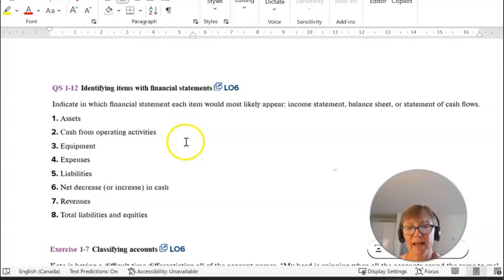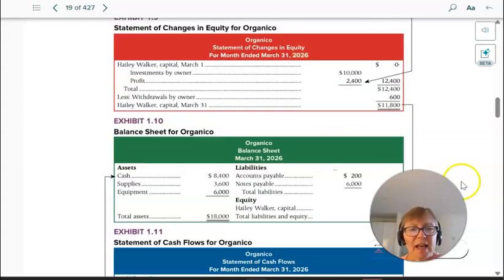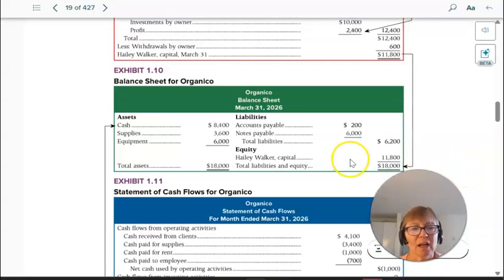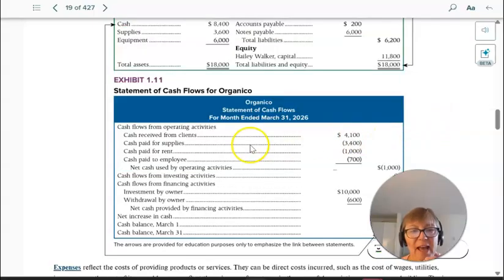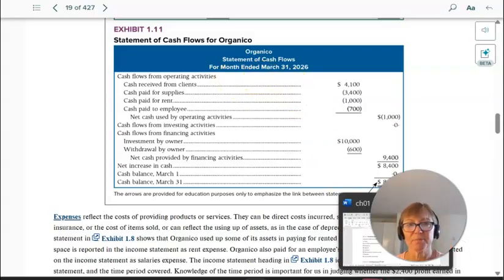Cash from operating activities. Well, we just had a look at our income statement and our balance sheet, and cash from operating activities wasn't there, not that title anyway. Assets, we have cash, but if you look down here at our statement of cash flows, remember the statement of cash flows goes over how the cash literally flows in and out of our company. So we've got cash flows from operating activities. So we know that one is the statement of cash flows.